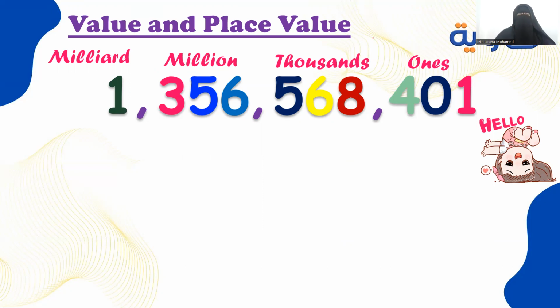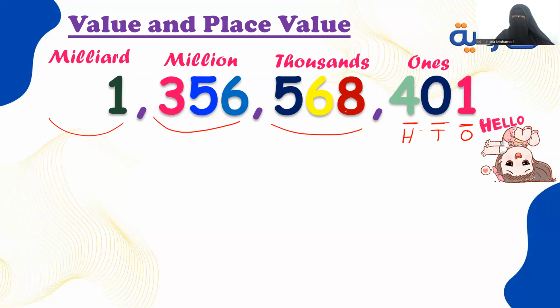Okay, so as you know, we have many families. The smallest family or the poorest family is ones. After this, we have the family of thousand. And after the family of thousand, we have the family of million. And after this, we have the family of milliard. This is the greatest one between them. And in each family, we have three digits. It means we have three places: ones, tens, and hundreds. Also in the family of thousand, we have ones, tens, and hundreds. So again, we have many families, and in each family we have three places, ones, tens, and hundreds.